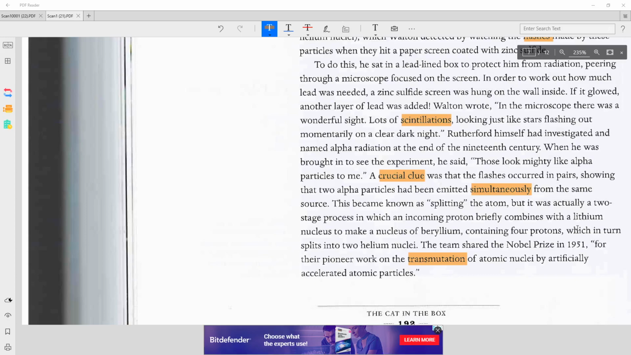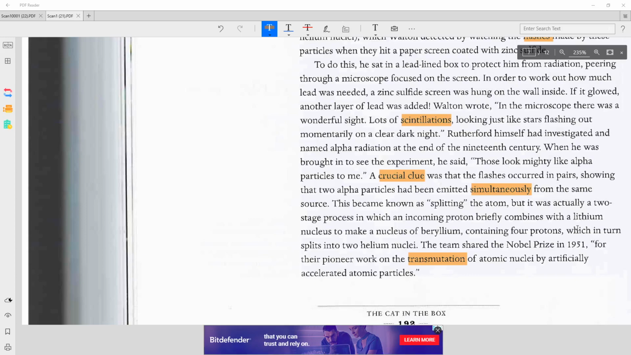To do this, he sat in a lead-lined box to protect him from radiation, peering through a microscope focused on the screen. In order to work out how much lead was needed, a zinc sulfide screen was hung on the wall inside. If it glowed, another layer of lead was added. Walton wrote, "In the microscope, there was a wonderful sight, lots of scintillations, looking just like stars flashing out momentarily on a clear dark night."